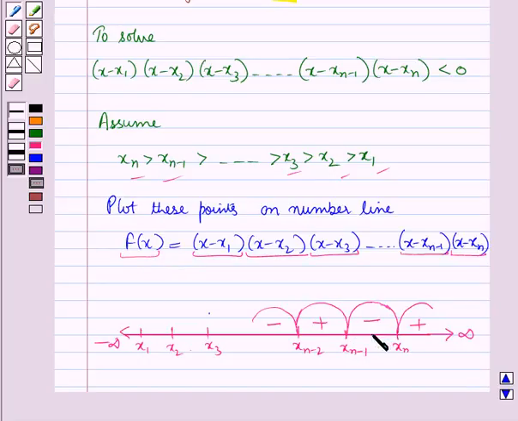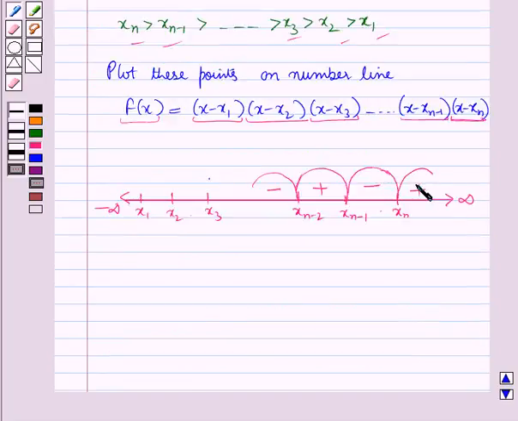Now let us discuss the second case. When x is lying between xn minus 1 and xn, then for this case all the expressions except x minus xn will be positive. This means f of x will be less than 0, that is for this case f of x is negative, which is denoted by this interval, that is if x is lying between xn minus 1 and xn, then f of x will be less than 0. Similarly, we can discuss it by taking x in some other intervals.